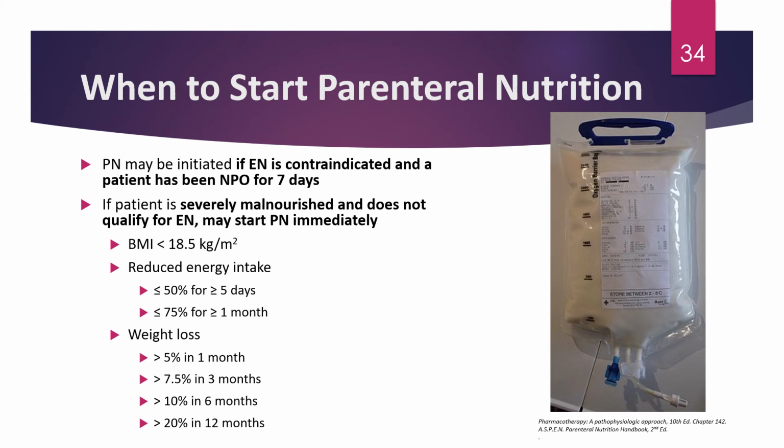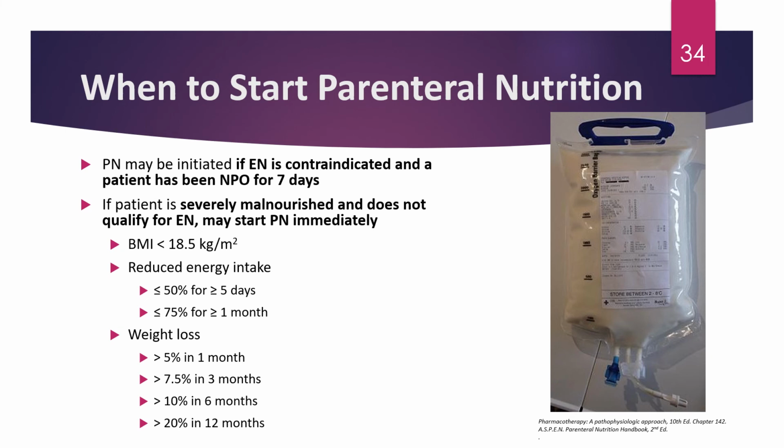There are many things that can predispose a patient to malnutrition, but some of the key ones are BMI less than 18, reduced energy intake that meets the criteria that you see here, or significant weight loss, particularly weight loss that is unintended. So if you have any of these things in addition to other factors to be considered malnourished, in those cases, we give PN immediately.